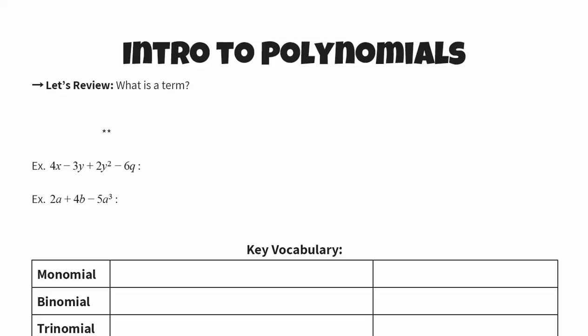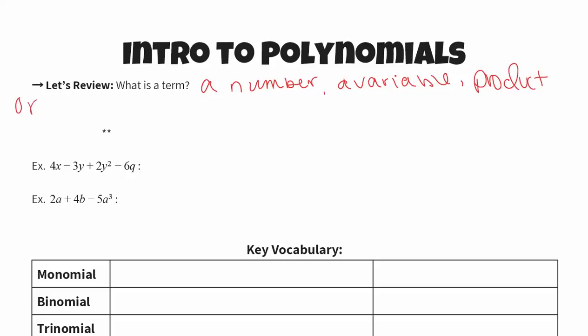So the first thing we want to talk about today is to review what is a term. A term can be one of four things. A term can be a number, it can be a variable, it can be a product, or it can be a quotient. So a term is one of these four things.